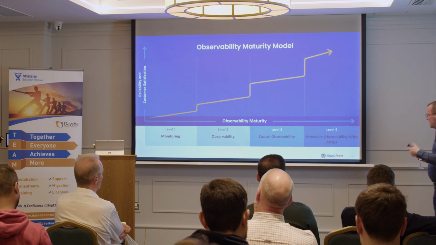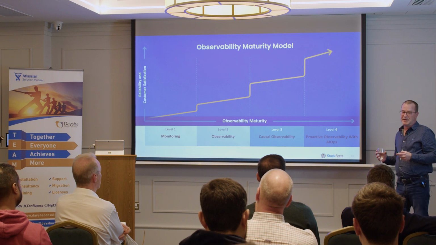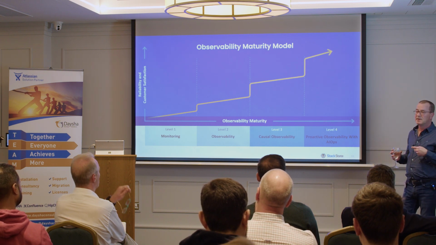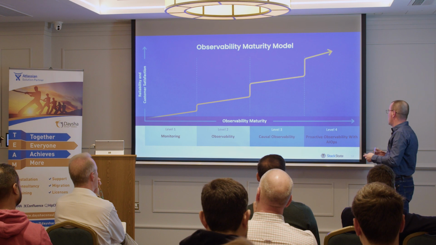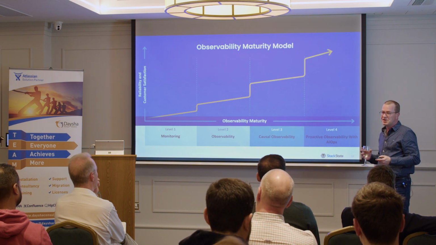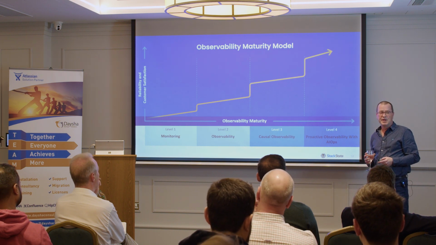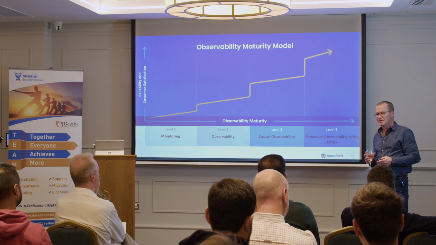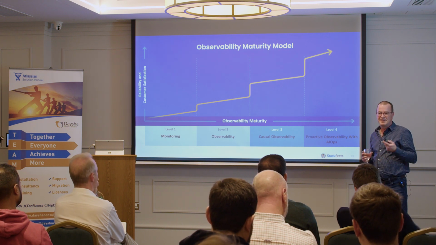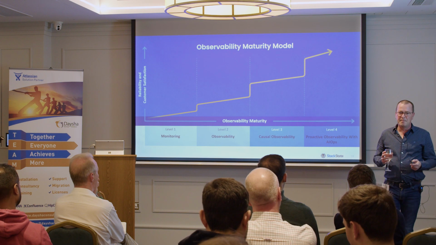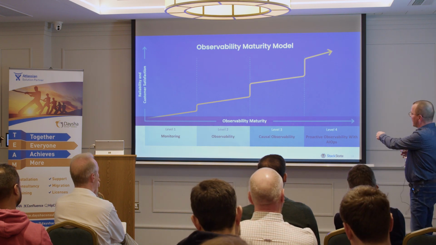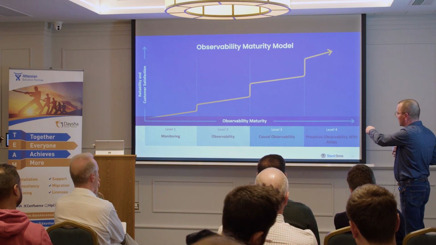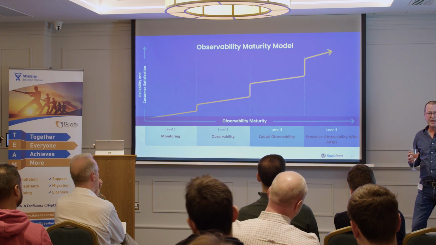In reality, we all miserably failed at this, because in a report from another analyst bureau, they said 96% of all AI and ML initiatives miserably failed. And that's humongous, right? Why is that? Because the lack is in the middle. Level 3 is causal observability, and I'll come back to that later.